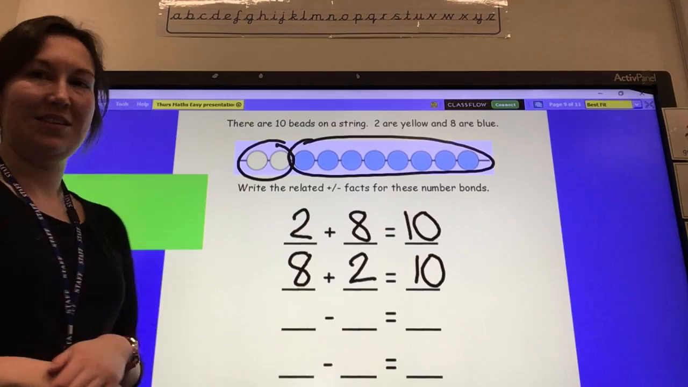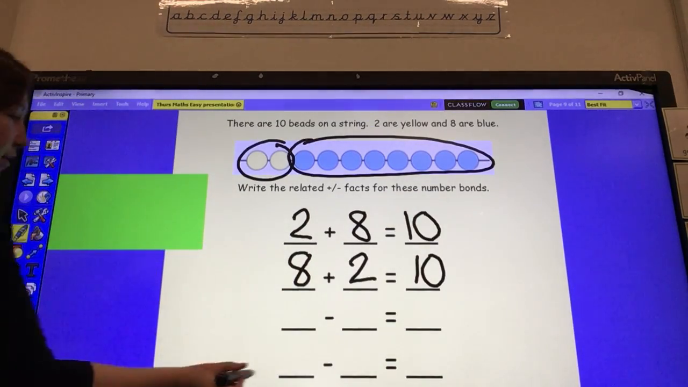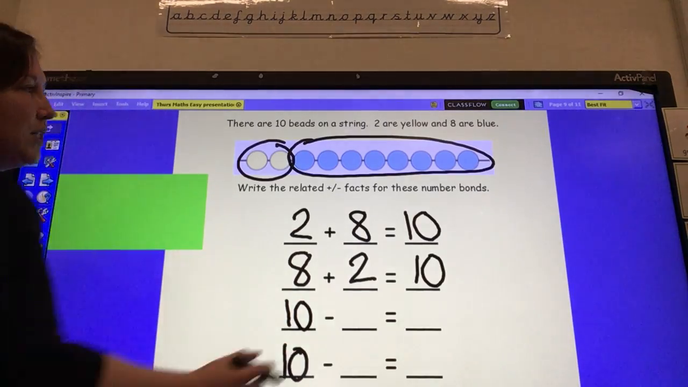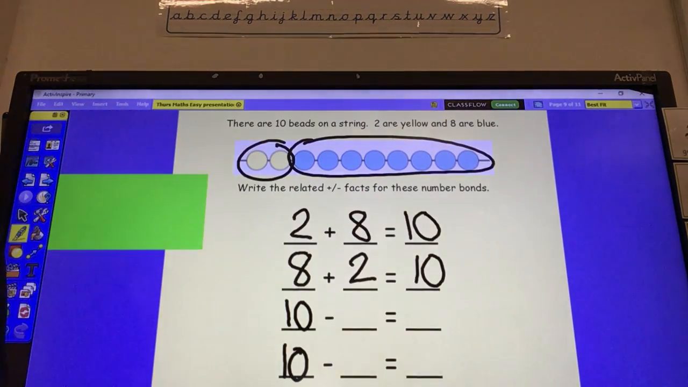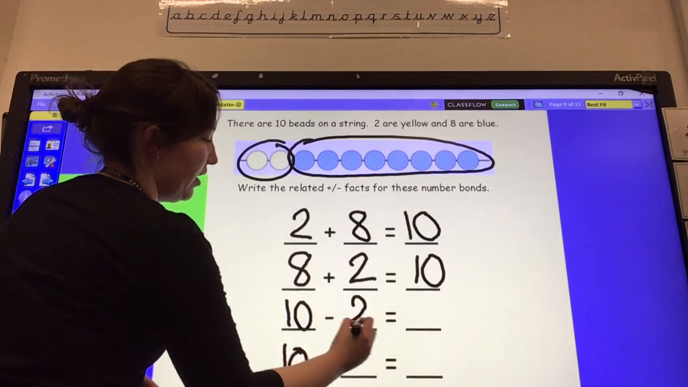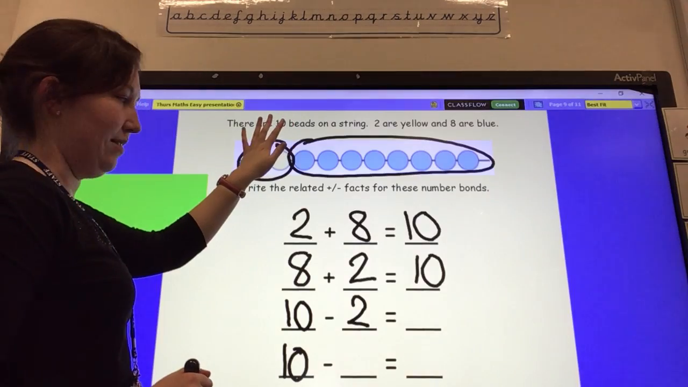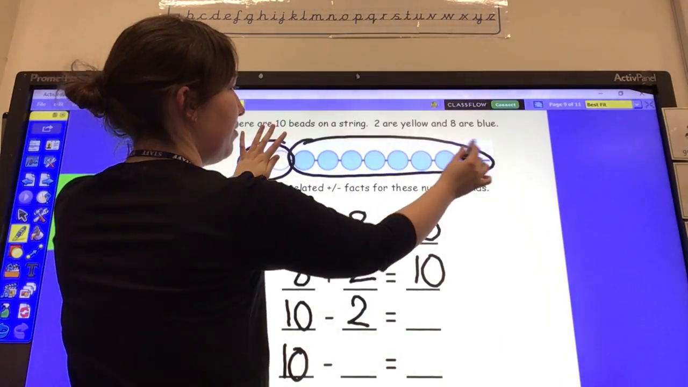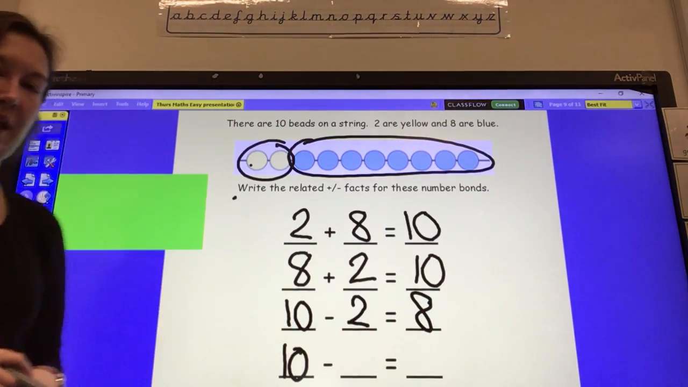Can you tell me the subtraction number sentences? Now remember, I'm going to give you a hint here. You must start with that whole. So if I've got 10 and I take some away, what is the answer? So I'm going to start off with 10 and I'm going to take away my 2 yellow ones. How many blue ones will there be on my bead string? 1, 2, 3, 4, 5, 6, 7, 8. 10 take away 2 equals 8.